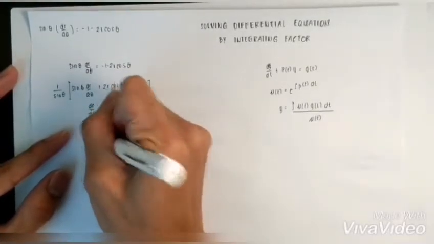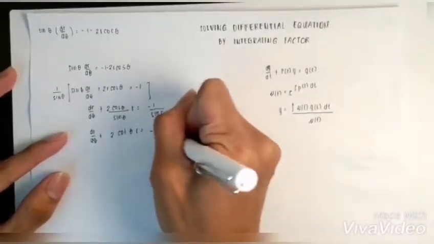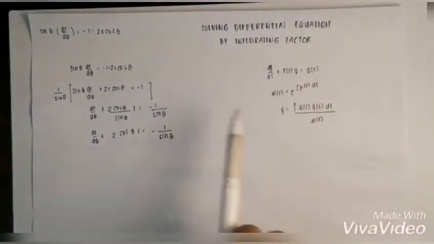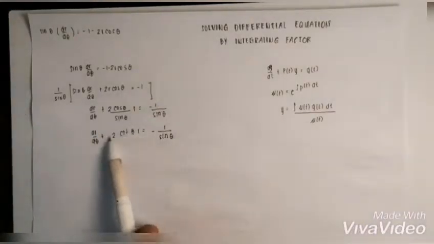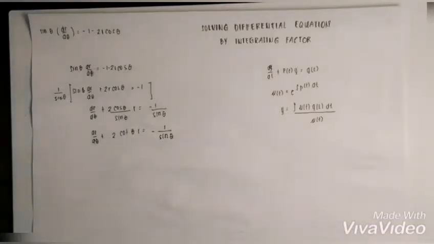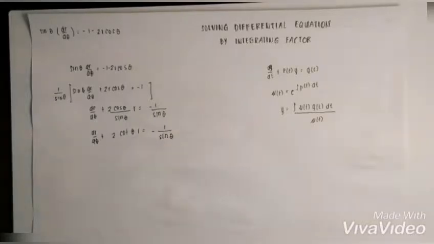Identities, yeah. Ngayon, kung mapapansin nyo, we have cos theta over sine theta, which is equivalent to dr over d theta plus 2 cot theta R is equal to negative 1 over sine theta. Okay. So, kung titignan natin, itong form na to is basically the same with this form, which is dy over dt plus p of t y is equal to g of t. So, we have dr over d theta, and we have this function of 2 cot theta all in terms of theta multiplied by r is equal to negative 1 over sine theta all in terms of theta.